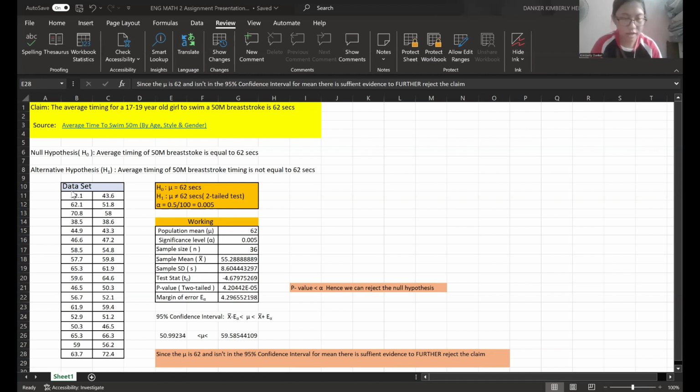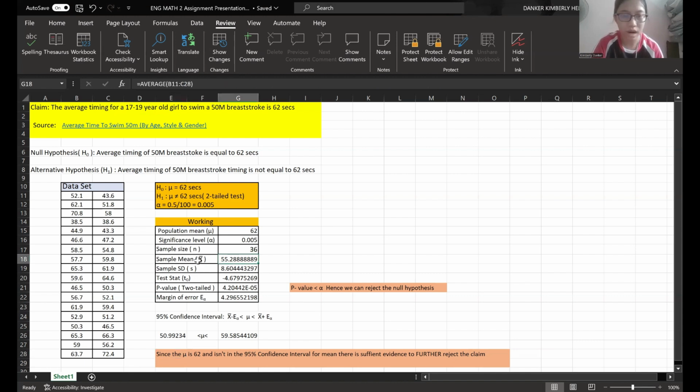So for sample size, I collected this data from a recent swim meet in SG. So then the sample size for the age group was 36, which I found by counting the cells here. Sample mean X bar, by finding the average of the cells here. Sample standard deviation S, as sigma was not given, and S will help later on when testing the statistics T naught. So in this case, I took the standard deviation S of these cells.